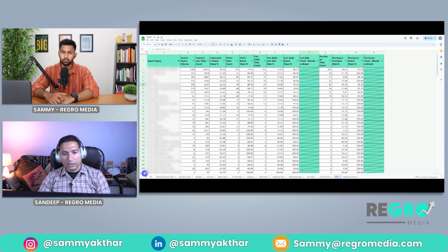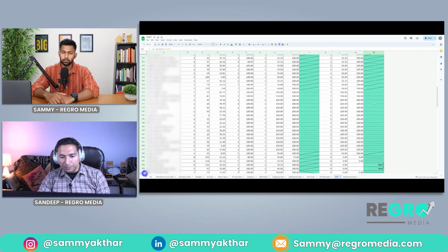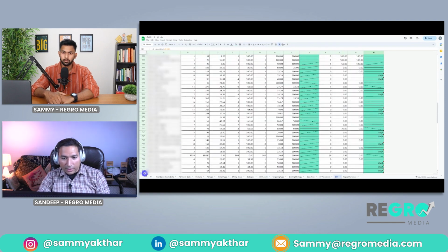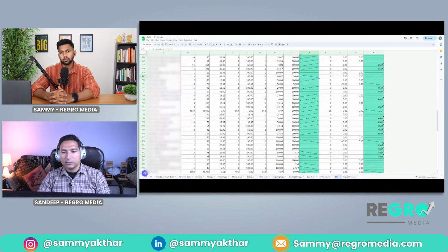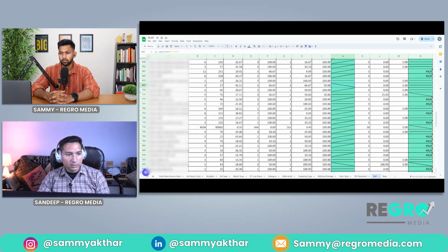So if we compare ourselves with the market, we are doing much better than the market in terms of add to cart and also for purchases. So this should ideally be the scenario. If there is a difference, for example if we have any decline, and here we do have a decline, let me zoom in a bit so it is more visible. If you see this row here, it has declined.